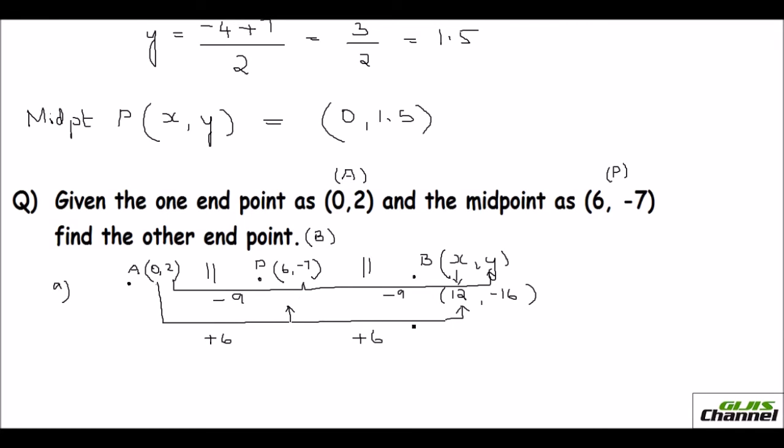So from midpoint to the next end also you will have to add the 6, and so you got it as 12. And the y coordinate, you have taken away 9 from the 2 to get negative 7. So same way you take away 9 from again this negative 7, and you are left with negative 16. So the coordinate of B is 12 comma negative 16, okay? So this is one simple way of doing it.